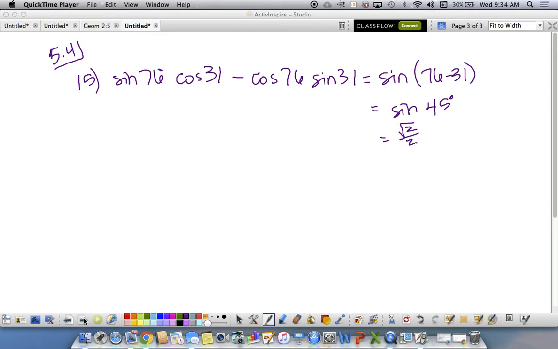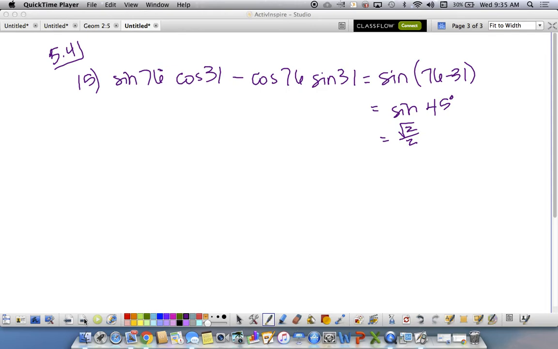Okay, so the biggest key is figuring out which function it is. Is it a sine or is it a cosine? If it's a subtraction and sine, we're subtracting. If it's a subtraction and cosine, we're adding. And they always have to turn out to be something you know or that you could find. Whether it comes out as 120, I can find sine of 120.